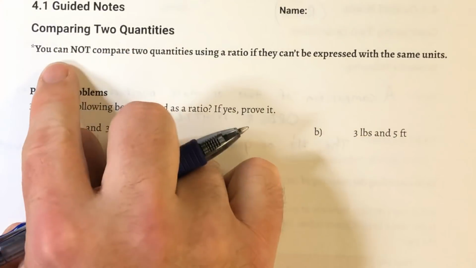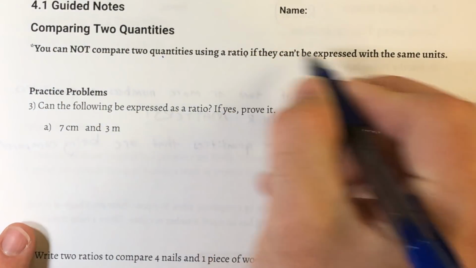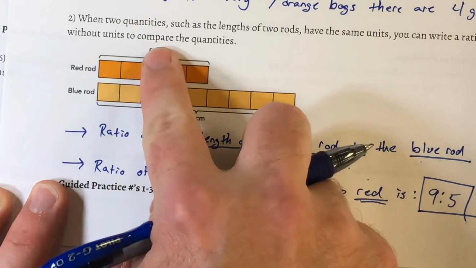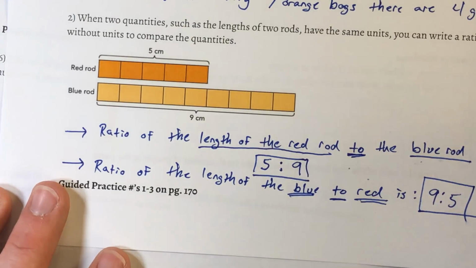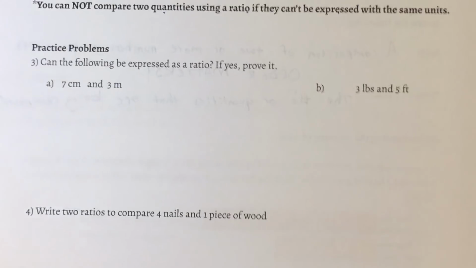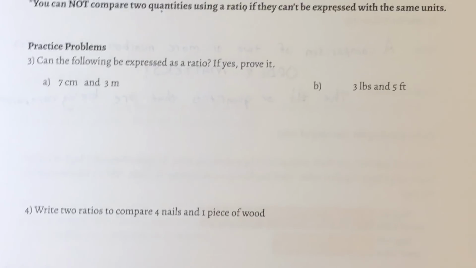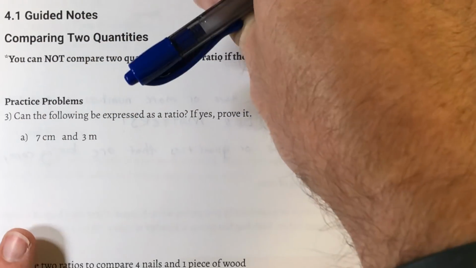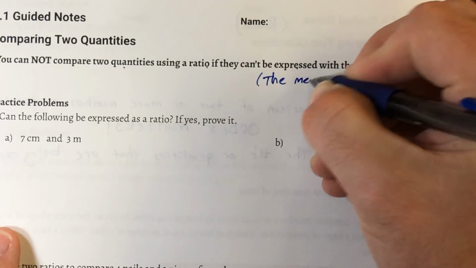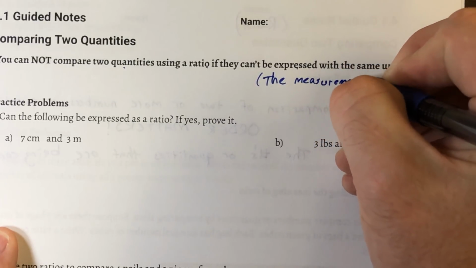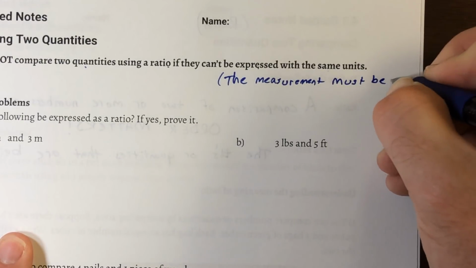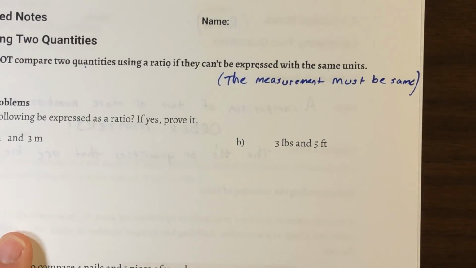So as I discussed, you cannot compare 2 quantities using a ratio if they can't be expressed with the same units. So let's look back at that real quick. Because the labels are the same, we can express it as a ratio. You can't if they don't match. So let's make a note of that. The measurement must be the same.